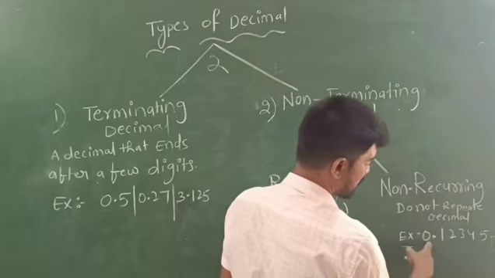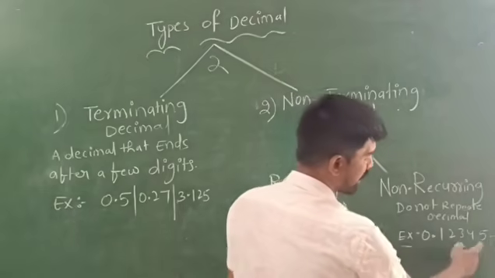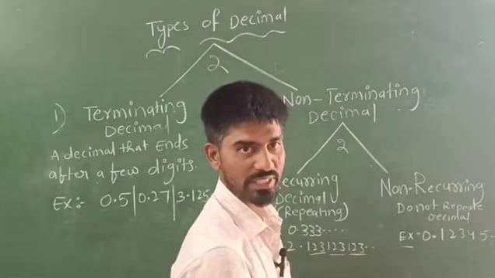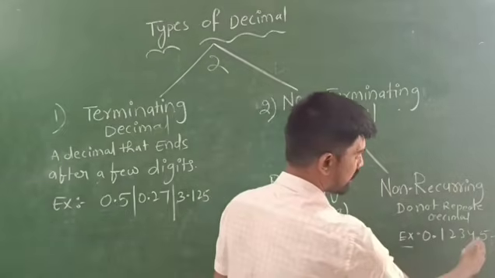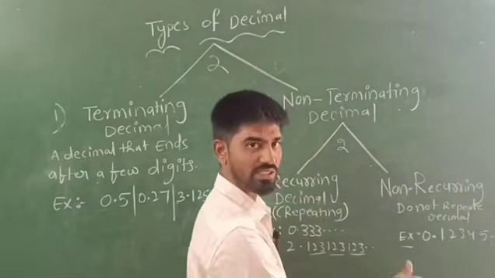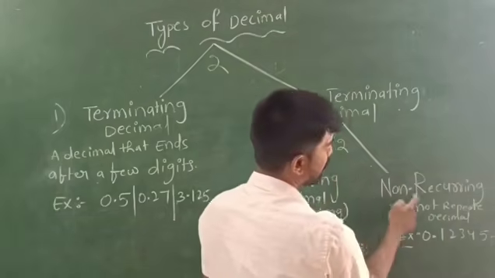Suppose, for example, I am taking 0.1234, not repeating one digit or two digits. It will be different zigzag numbers that come. Here after 0 point, there is no repeating pattern. Then it is called a non-terminating non-recurring decimal.